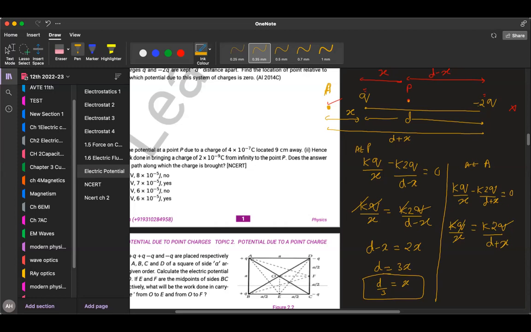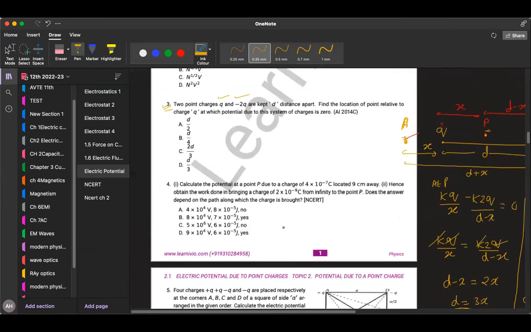Q will cancel Q, K will cancel K, just cross multiply them. So you get D plus X is equal to 2X. So you can take it to the right hand side. It's 2X minus X, so X equals D. So potential can be 0 over here, which is at a separation of D by 3 from the charge Q, or your potential can be 0 here, which is X equal to D.